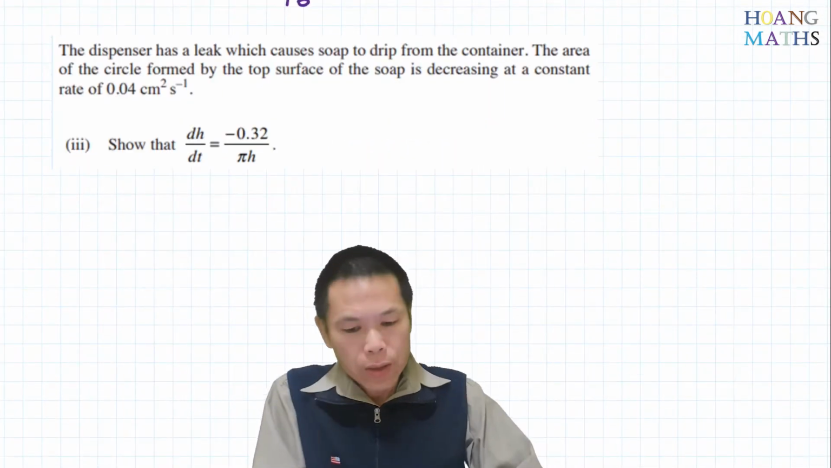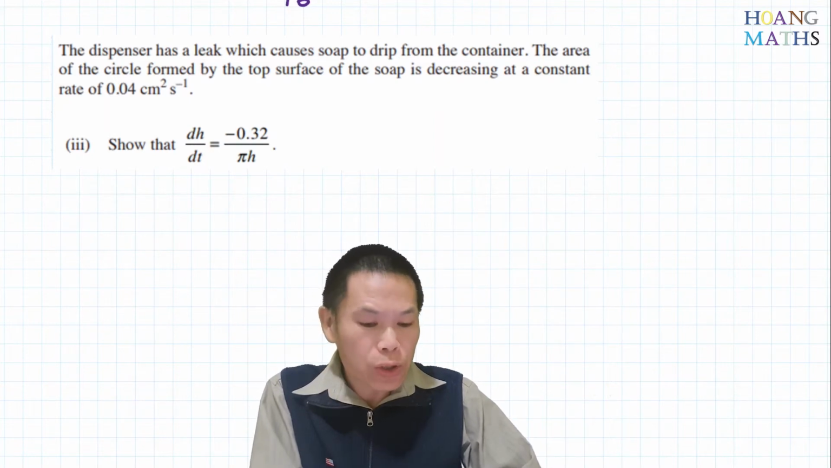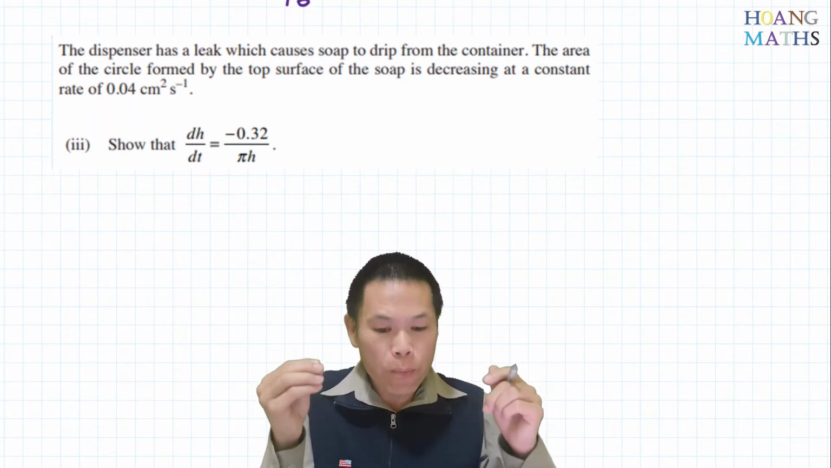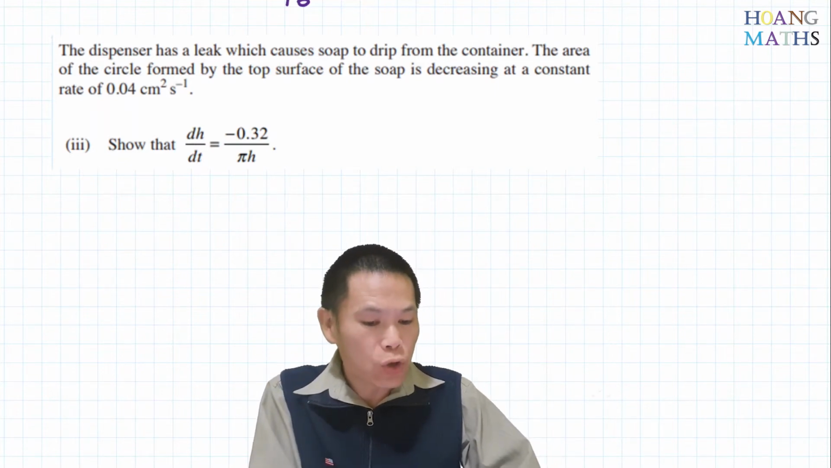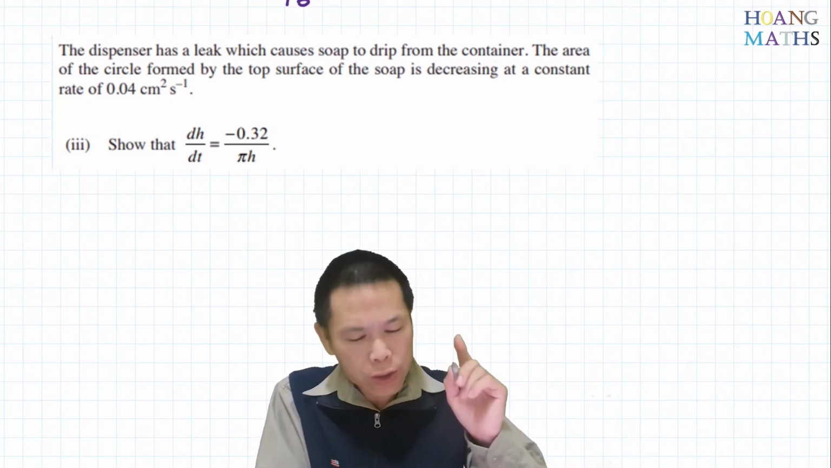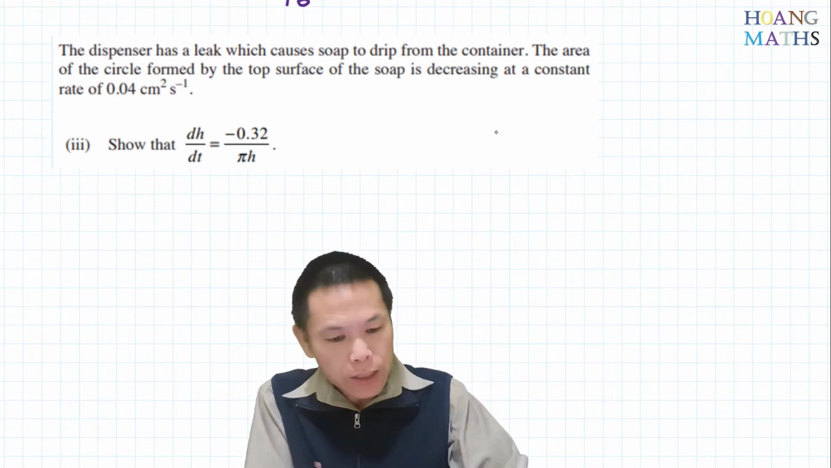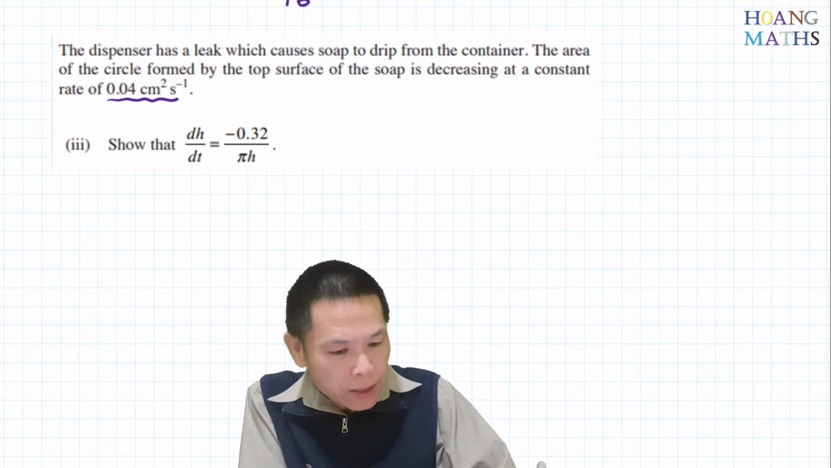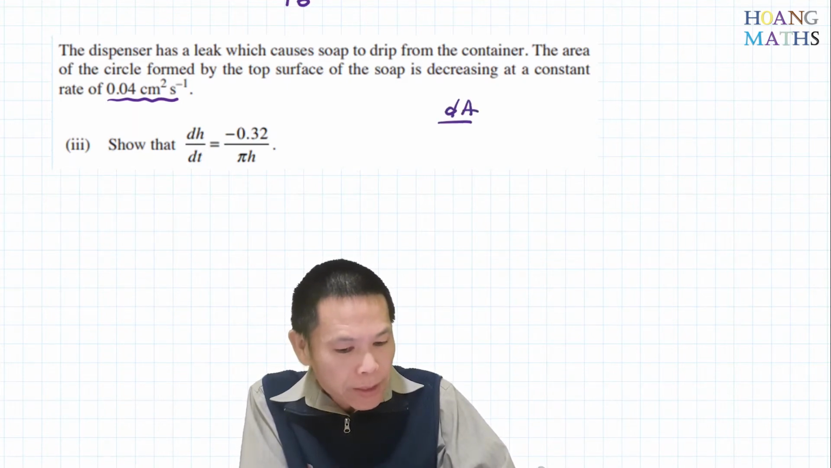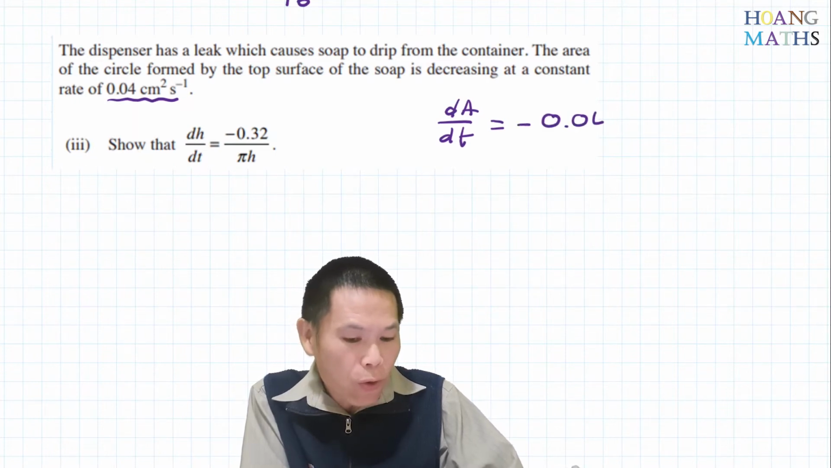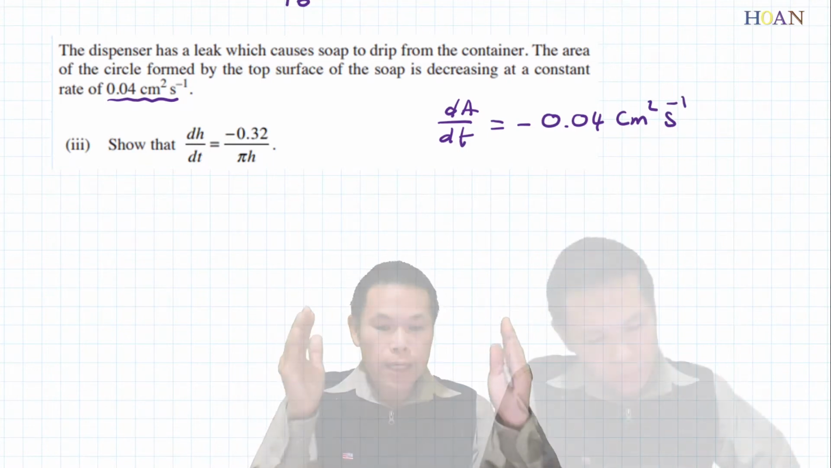Part 3. The dispenser has a leak which causes soap to drip from the container. The area of the circle formed by the top of the surface of the soap is decreasing at a constant rate of 0.04 square centimeters per second. So this means the area is decreasing. So dA/dt is equal to negative 0.04 square centimeters per second, because it's decreasing.